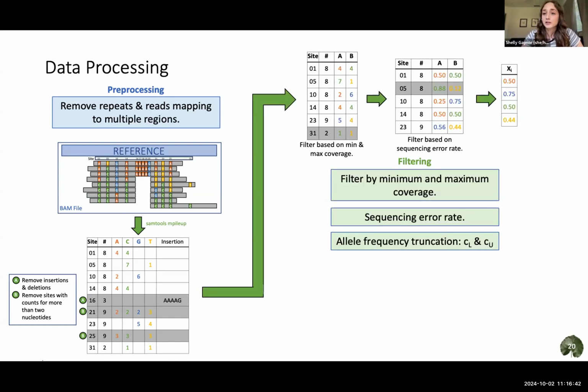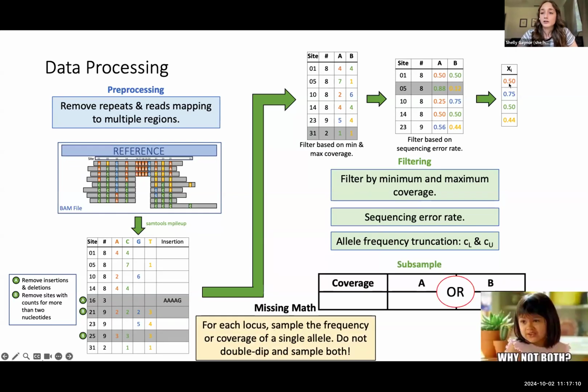Then users have options for filtering in order to remove noise and reads that aren't representative of your data, like things that are just outliers. So you can do this by filtering by minimum and maximum coverage, sequencing error rate, or with allele frequency truncations, where you pick a lower and an upper bound and truncate your allele frequencies based on these values. In the end, what you want is a table with 1 column that includes allele frequencies.